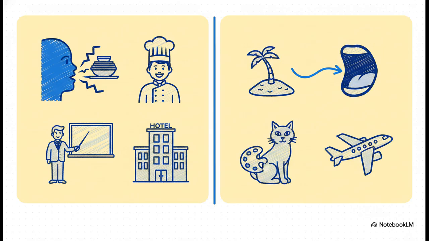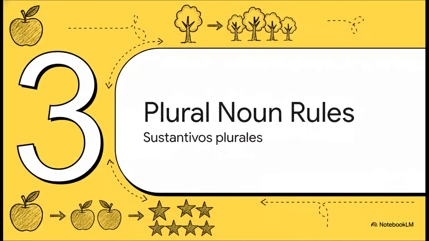On the flip side, we use an before words starting with vowel sounds, a, e, i, o, u. An island, an animal, an artist, an airport. Why? Because an builds this super smooth bridge between two open sounds, which totally prevents that weird choppy pause when you speak.